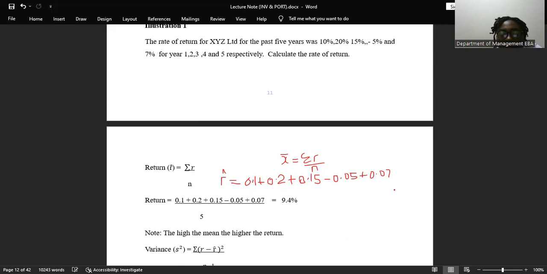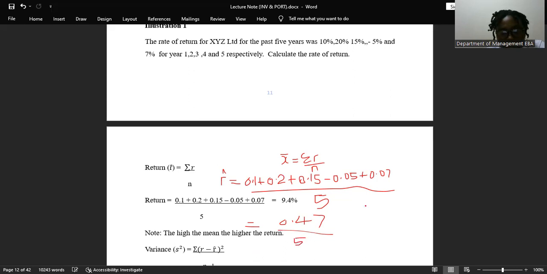Okay, so we divide all by what? 5, because we have 5 years. Okay, all by 5. So what are we getting? So we add the top. We have 0.1 plus 0.2 plus 0.15 minus 0.05 plus 0.07. Okay, and we have 0.47, all over 5.